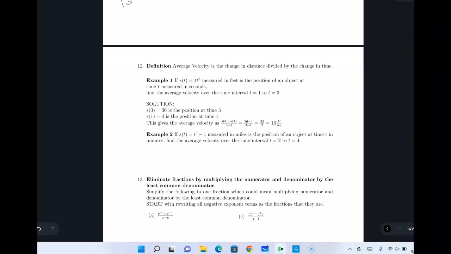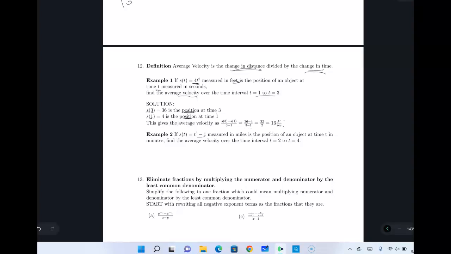Okay, average velocity. So average velocity is change in distance over change in time. So if this is the position function that's measured in feet, and t is in seconds, find the average velocity over this time interval. So s of 3, plugging in t equals 3 into the position function, tells you where it's at at time 3. S of 1 tells you its position at time 1. So I have 36 subtract 4 over the change in time, 3 minus 1. So that gives me 36 divided by 2, and it is in feet per second.